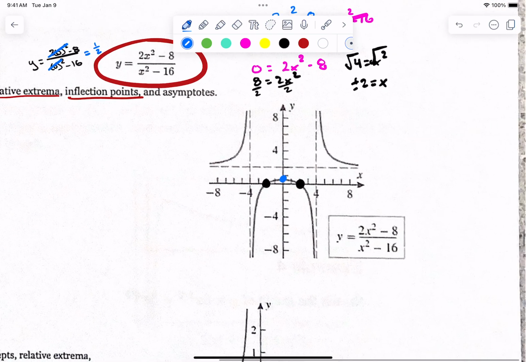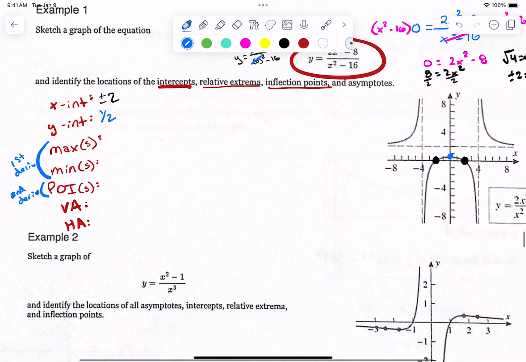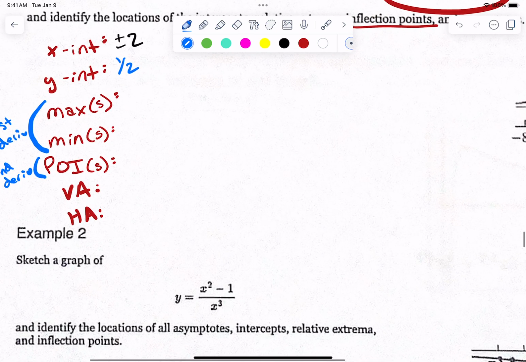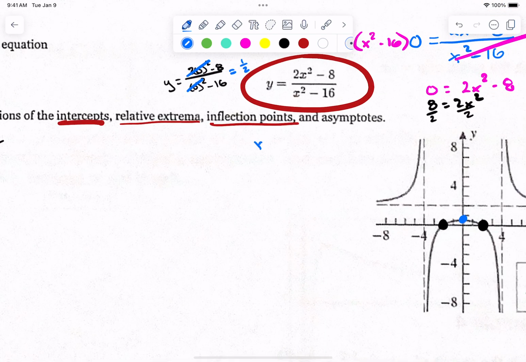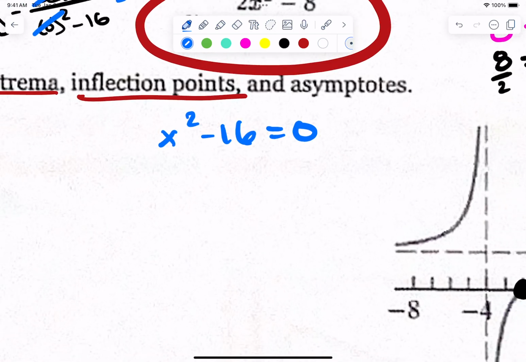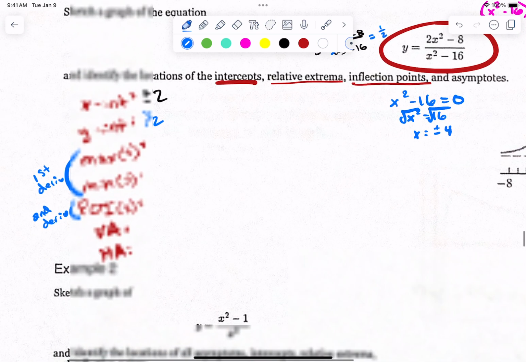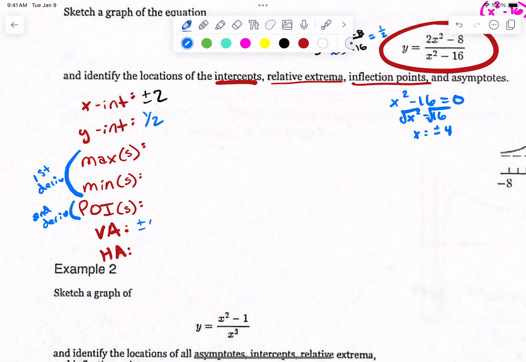Okay? So from the graph, that's all we know, those 3 dots. Got it? All right, let's do VA and HA. How do you find a VA? Set the denominator equal to 0. So if my denominator is x squared minus 16, I'm going to set it equal to 0. Add 16. X squared equals 16. Then x equals plus or minus 4. So I have 2 VAs at plus or minus 4.